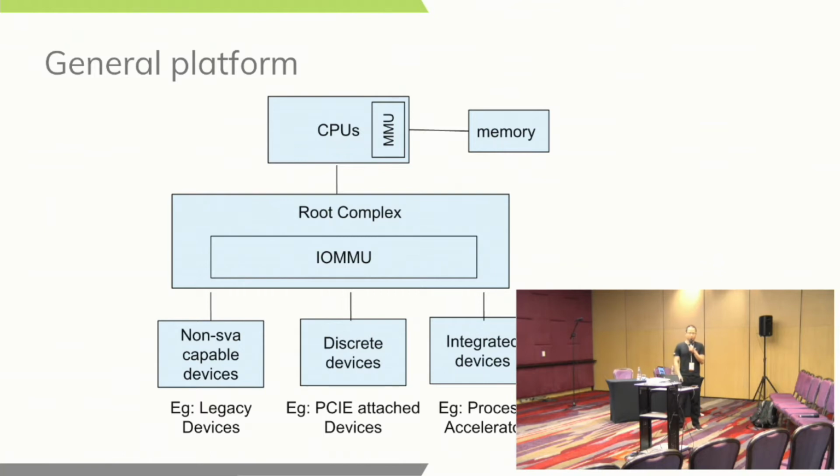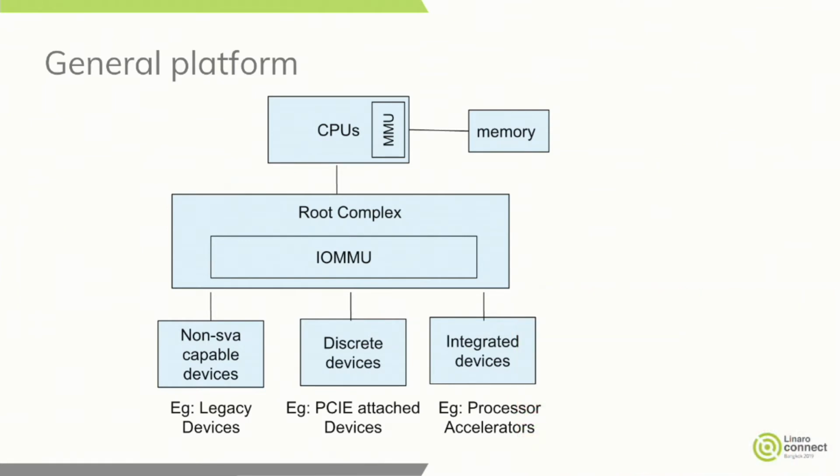Here is a general platform. We can see on the root complex, there is an IOMMU, and there are maybe three types of devices. Some legacy devices cannot support the SVA feature. SVA is shared virtual address, which we will discuss later. Also, some discrete devices are attached by PCIe. And some integrated devices, like graphics and accelerators.